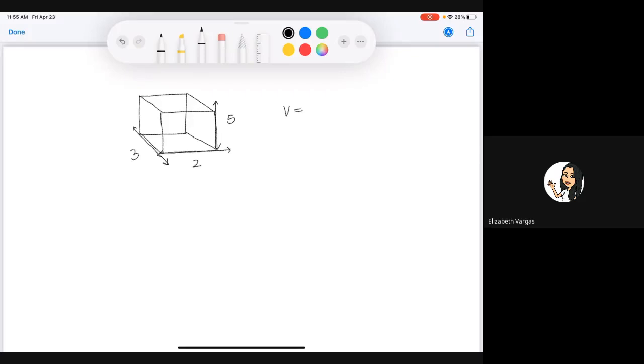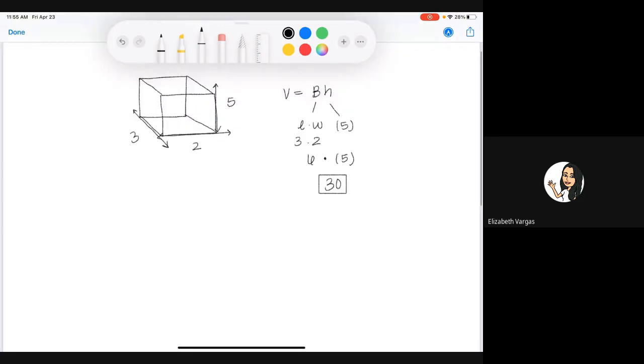Well, first thing I want to do is find the area of my base. So length times width, because I have a square. 3 times 2, 6. Now my height is 5. So now 6 times 5 is 30. Remember that you want to find the area of your base and then multiply that by your height.